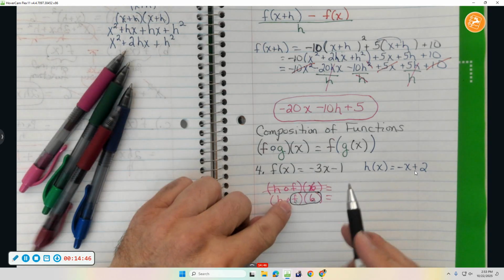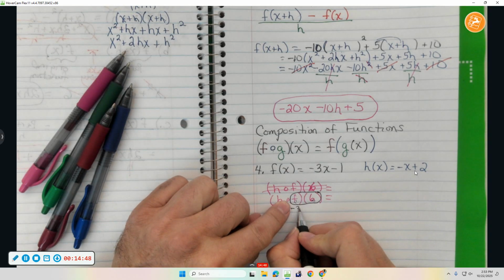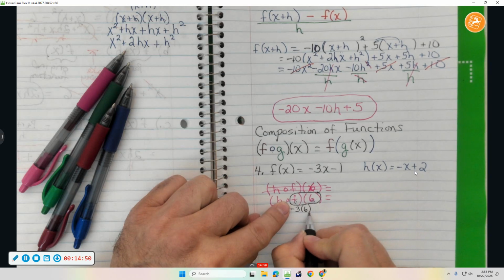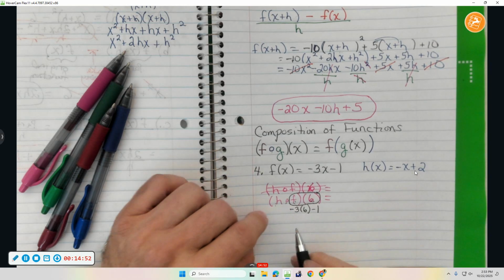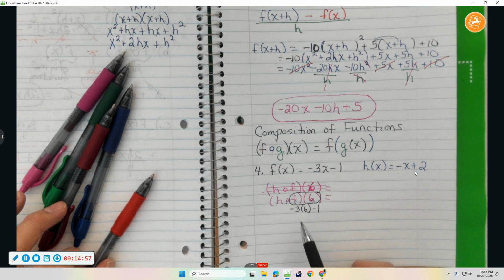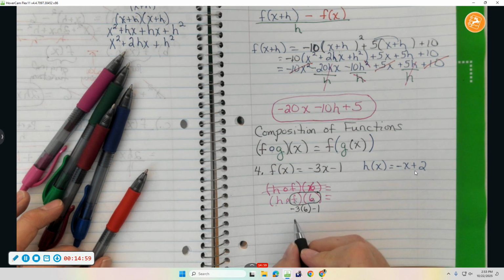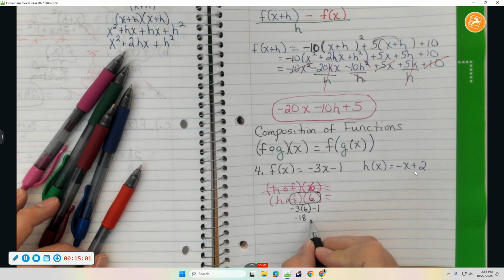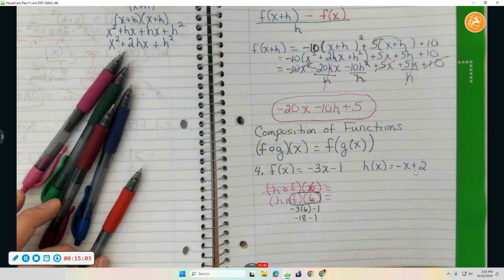If I come to the function f and plug a 6 in there, what am I going to have? Negative 3 times 6 minus 1. I'm plugging a 6 right here. Negative 3 times 6 is negative 18. Minus 1 is going to be what?